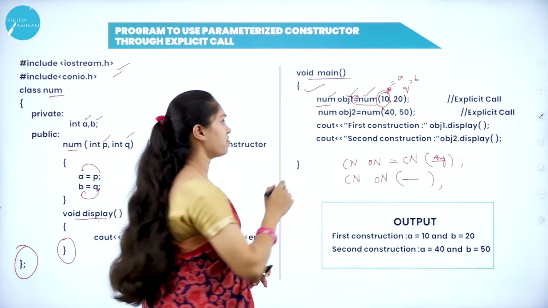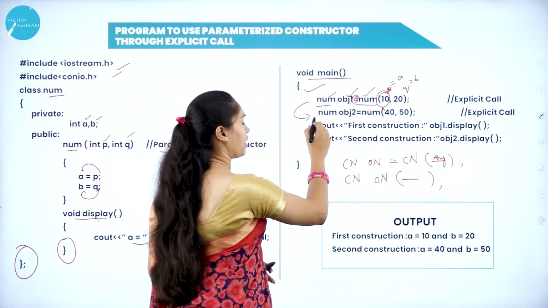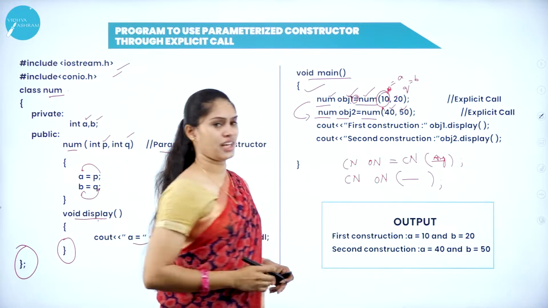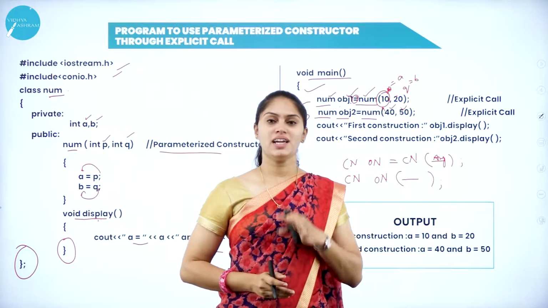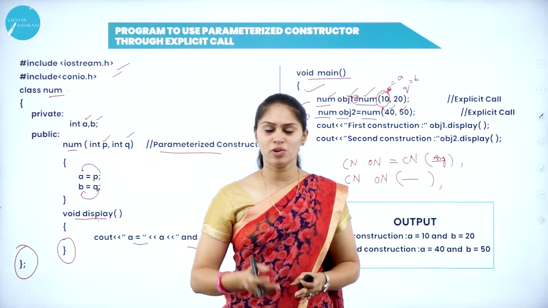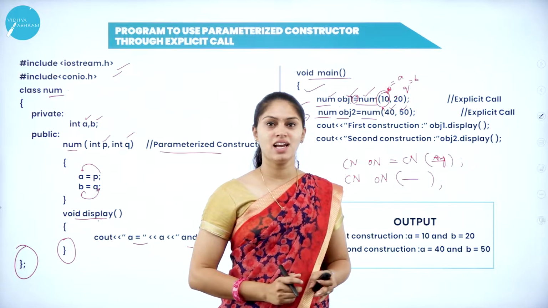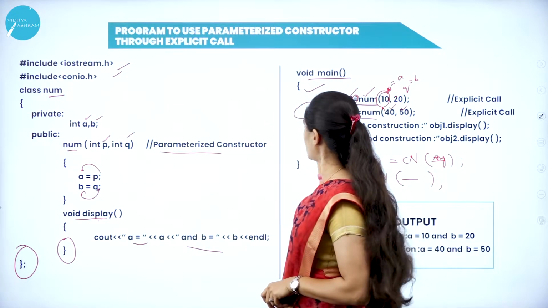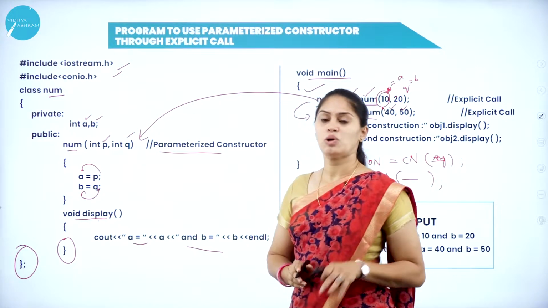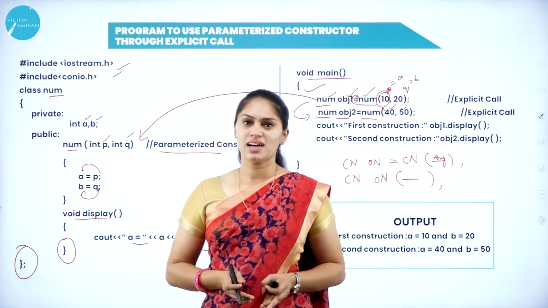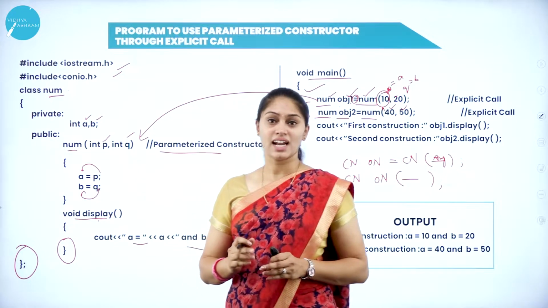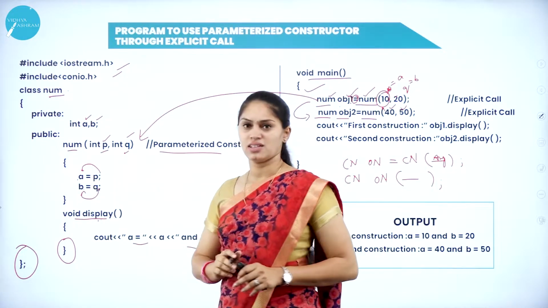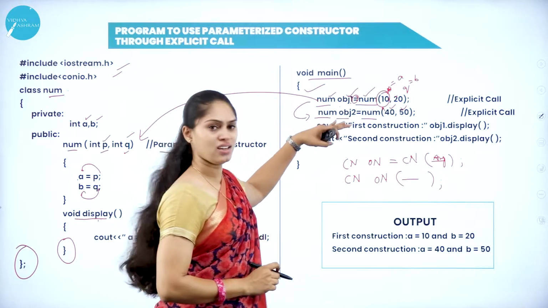Okay, in the same way, I have one more object, obj2 is equal to Num of 40, 50. So again, I am assigning 40 and 50 to P and Q of object 2. Getting? When I am creating this object, the parameterized constructor will be called automatically. Whatever value I have sent as an argument will be assigned to P and Q. So P and Q is nothing but A and B. Okay, so that is regarding object 1 and object 2.